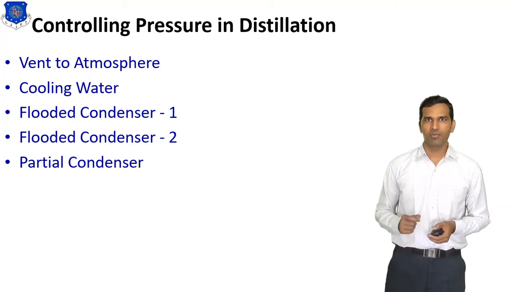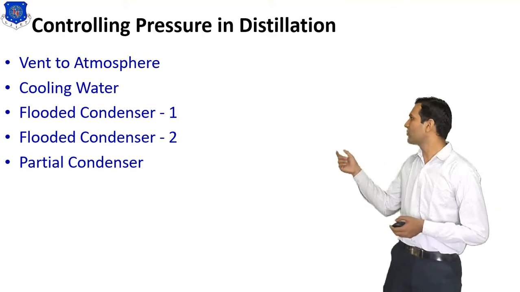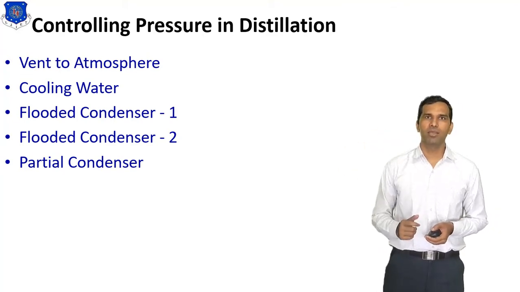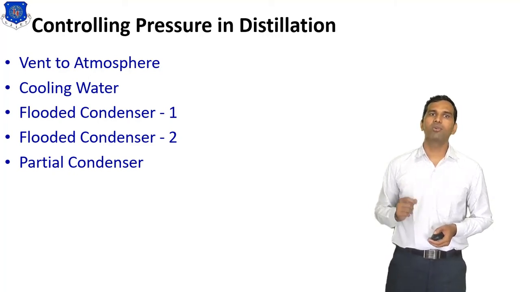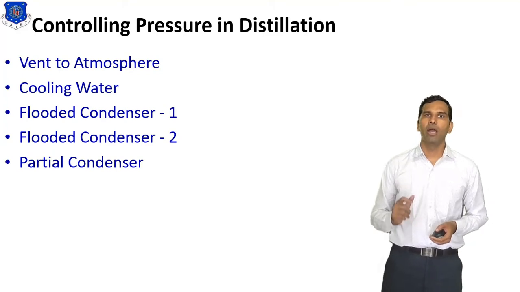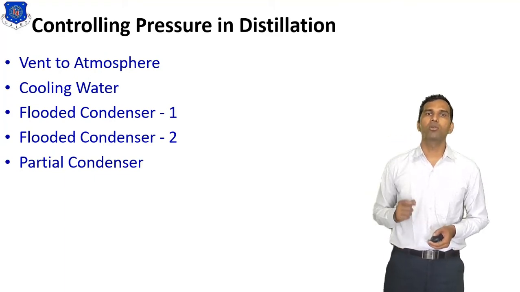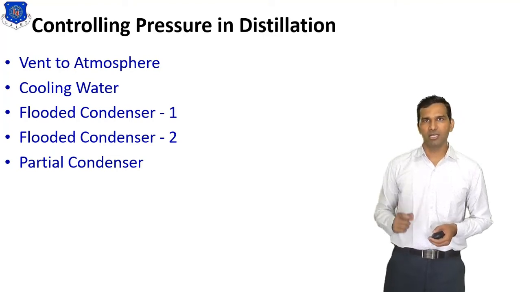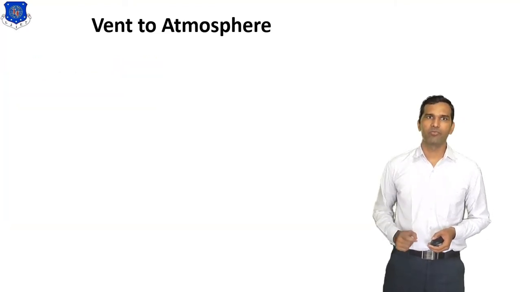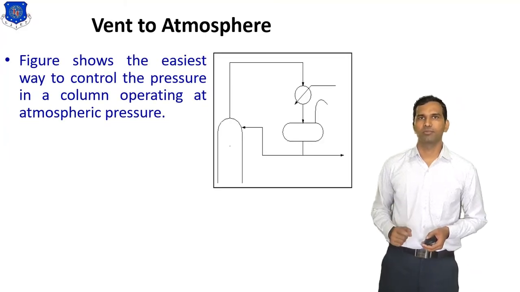So these five schemes are: first, vent to atmosphere; second, the cooling water scheme; third, flooded condenser 1; fourth, flooded condenser 2; and the last one, partial condenser. Now we discuss them one by one. We start with the vent to atmosphere scheme.